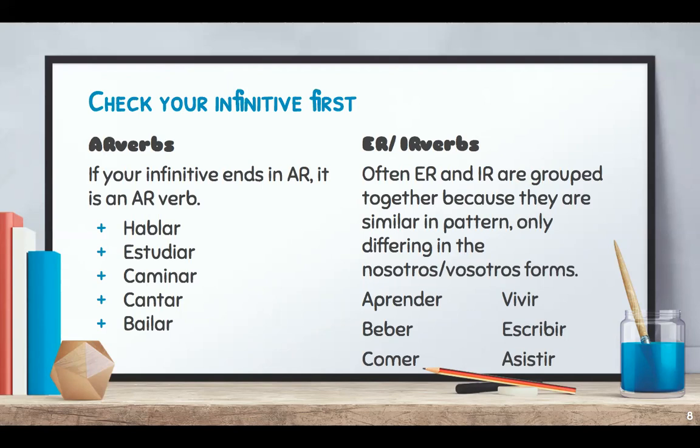ER, IR verbs. Often ER and IR are grouped together because they are similar in pattern, only differing in the nosotros and vosotros forms. Here are some more infinitives, and by infinitive, it just means it hasn't been conjugated yet. Aprender, to learn. Beber, to drink. Comer, to eat. Vivir, to live. Escribir, to write. Asistir, to attend.